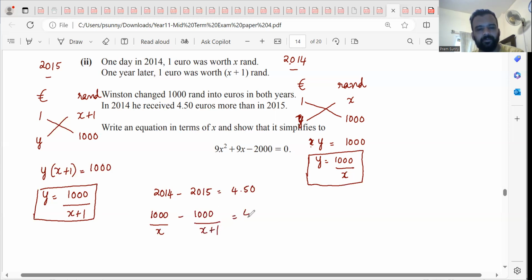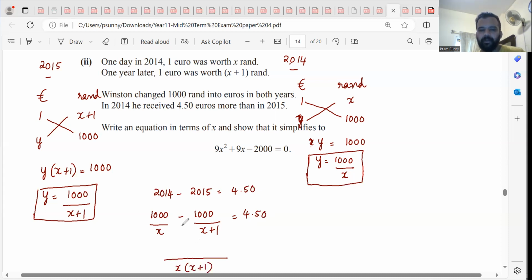This is equal to 4.50. Now when we have two fractions with a negative sign in between, let's take the left hand side and solve first. To get the denominator, you multiply both the denominators, x and x plus 1.